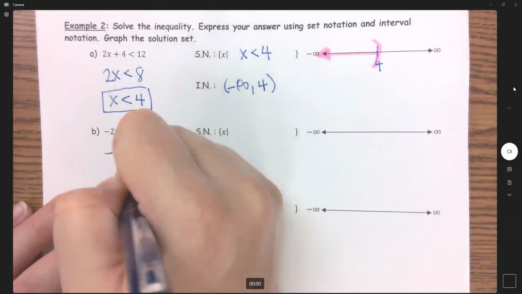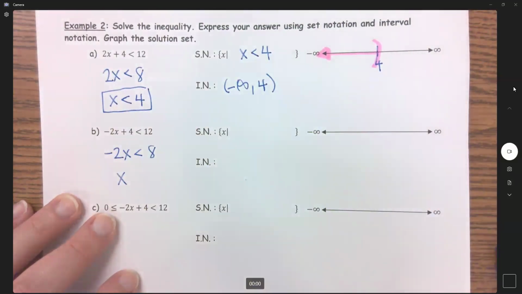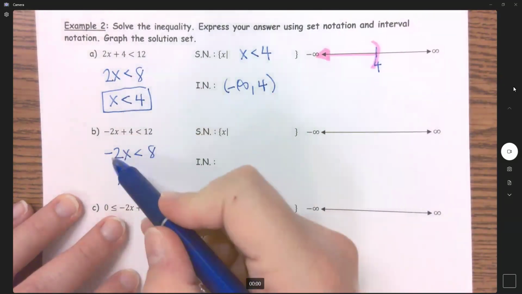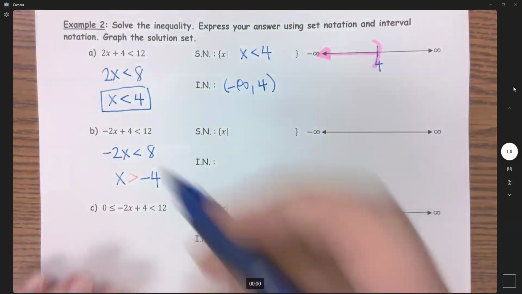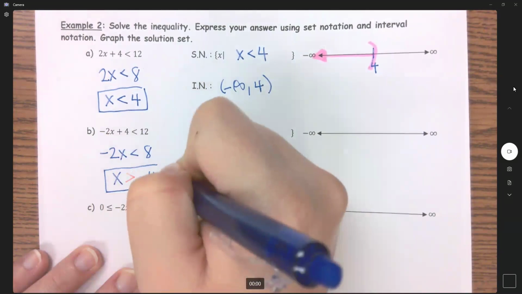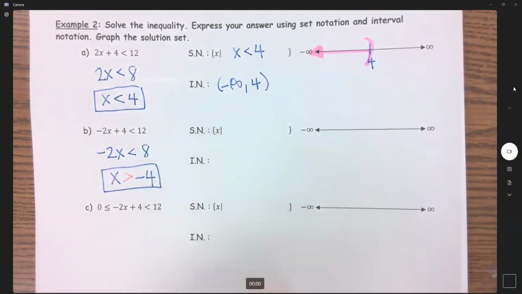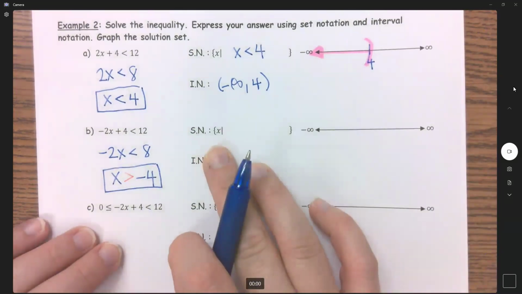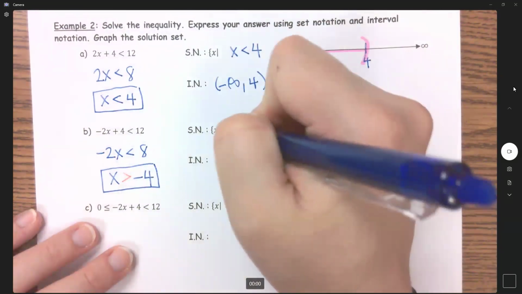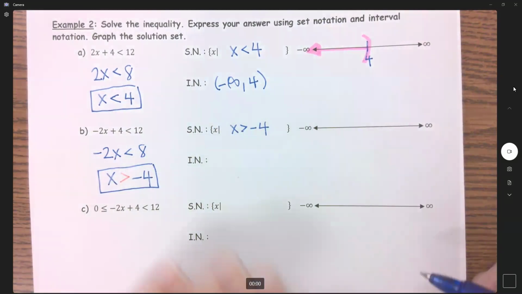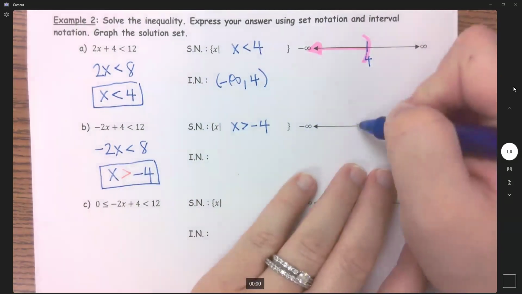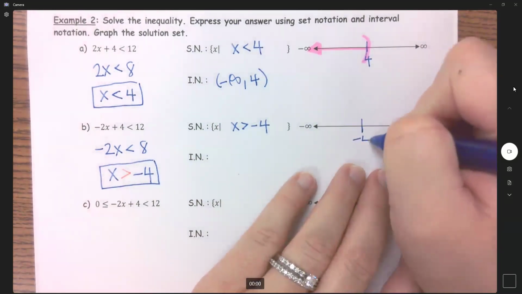So now this is going to be x is greater than 8 divided by -2 is -4. So x must be greater than -4. So in set notation, we have the set of all x such that x is greater than -4. So what does that look like when we graph? We'll start right here at -4.